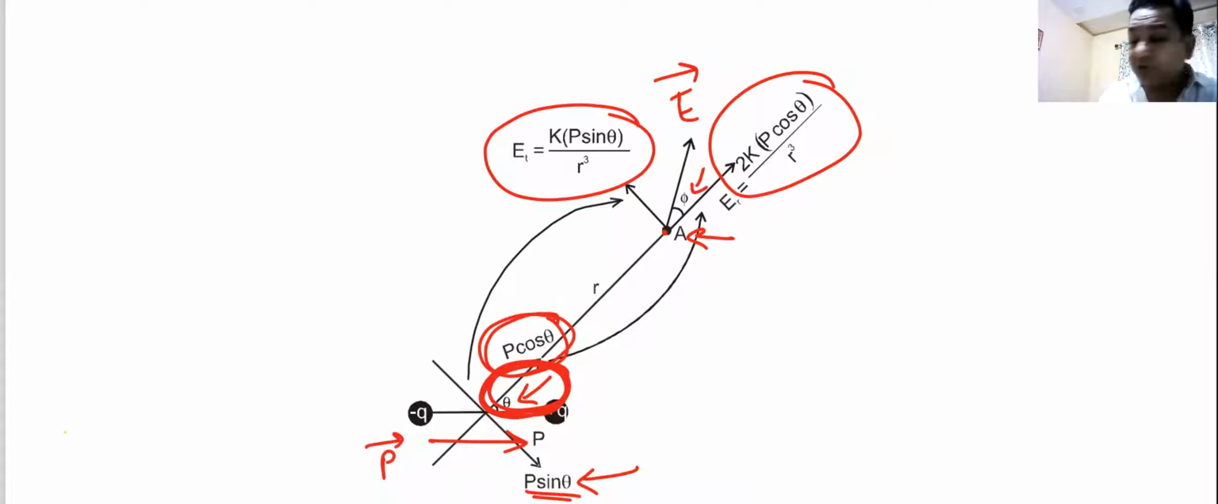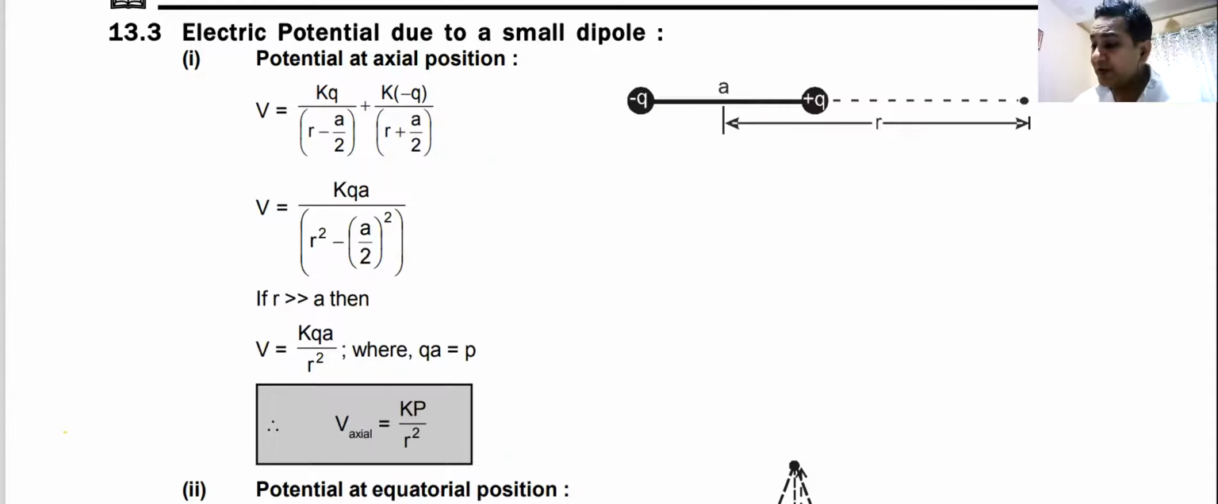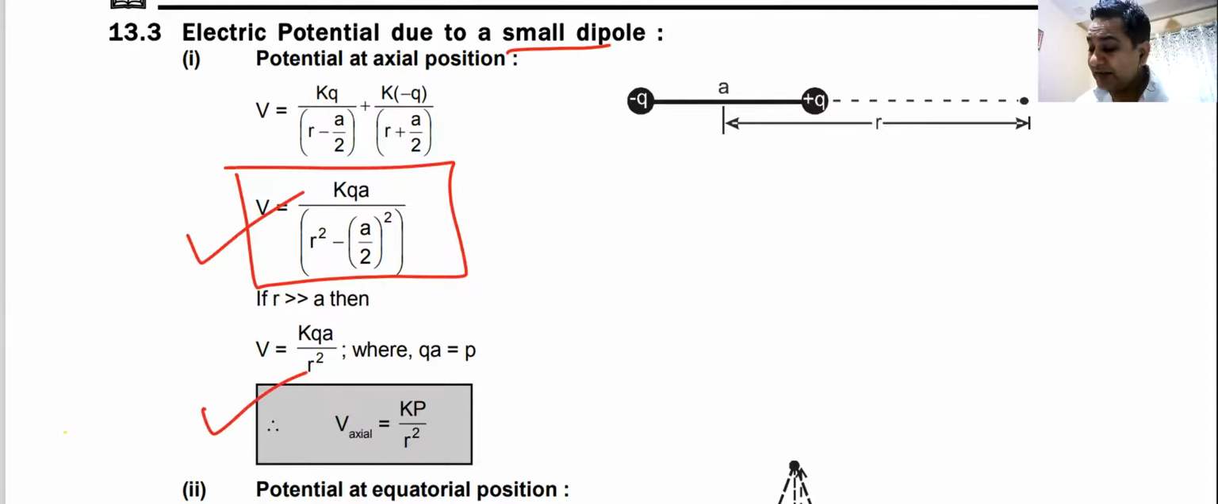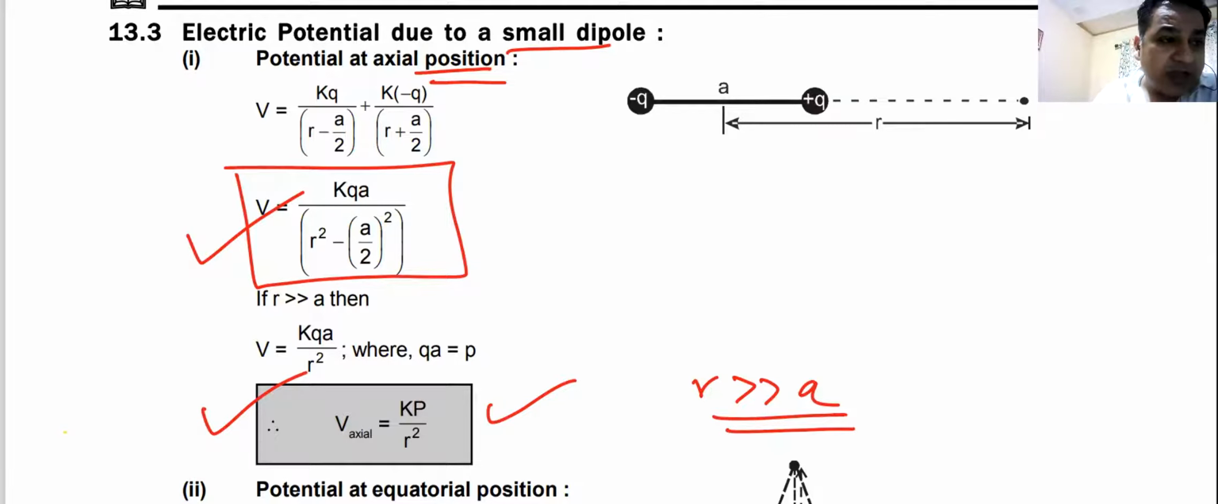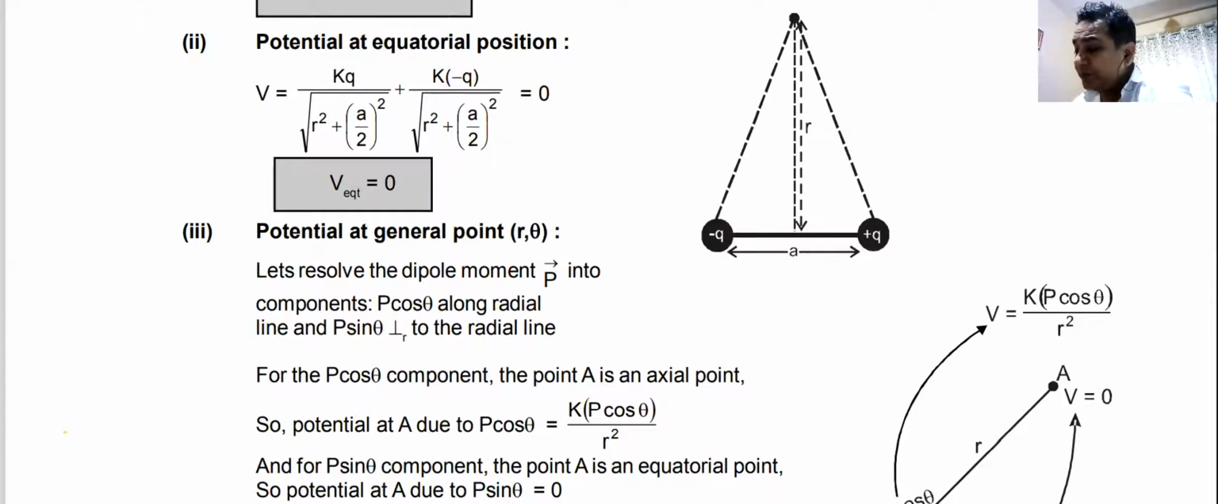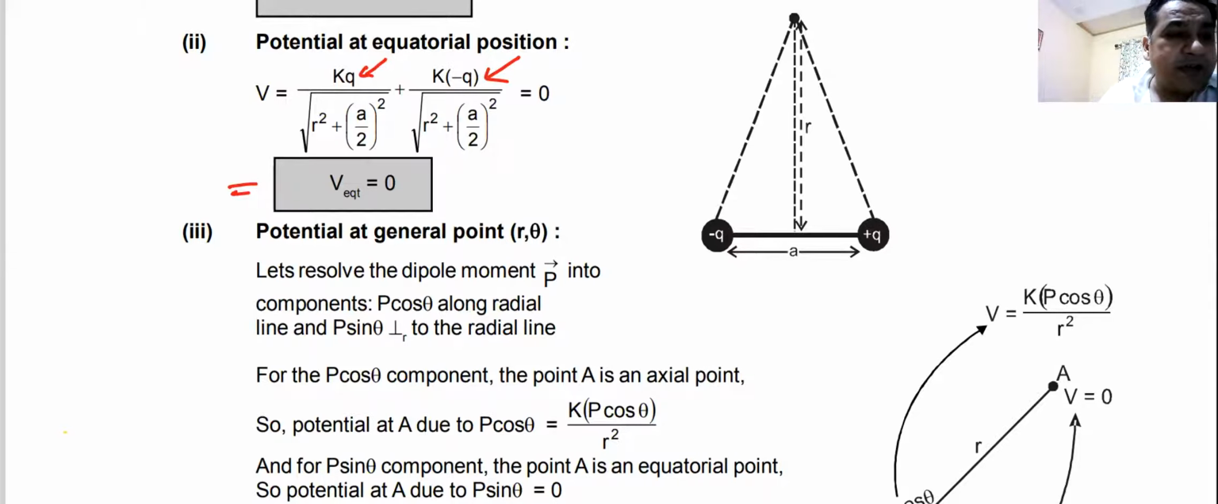On similar lines, you can get the formula for electric potential due to a small dipole. This is the actual formula. You have to remember this. This is the approximate formula, if r is very, very large compared to a. This is the potential at an axial position. And if you look at the potential at the equatorial position, the potential will be zero. Why will it be zero? Because whatever positive potential the positive charge creates, the negative charge creates the same potential but in the negative sense, and hence the net potential becomes zero.